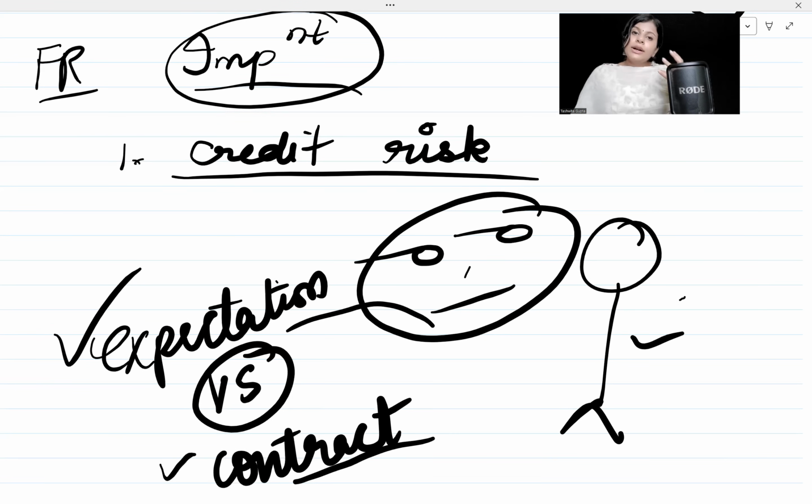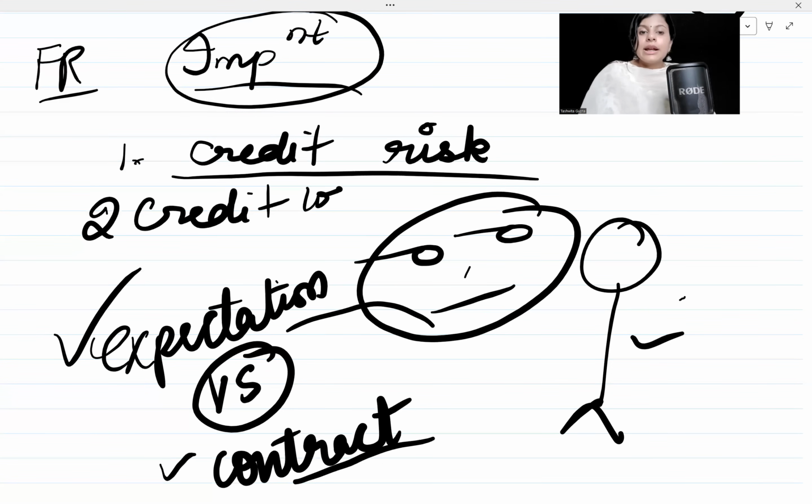So what is there in the contract that he's going to repay 1 million each year, but I expect he will just repay 0.8 million. So there's a loss of 0.2 that is known as credit loss. So what is credit loss? Credit loss is the difference between what you expect to receive versus what is there in the contract.